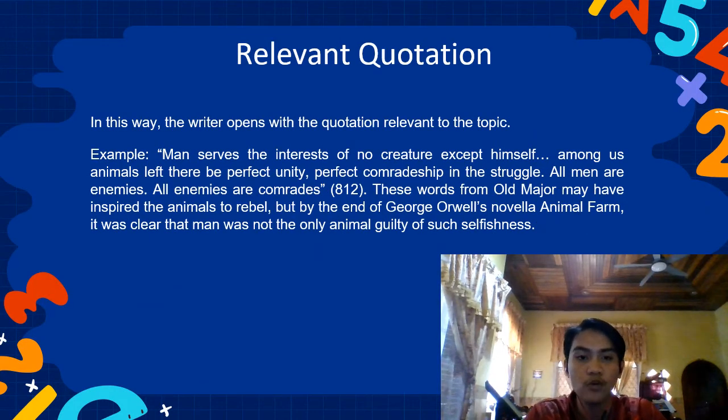Next is relevant quotation. In this type, the writer opens with a quotation relevant to the topic. For example, man serves the interests of no creature except himself. Among us animals, let there be perfect unity, perfect comradeship in the struggle. All men are enemies, all enemies are comrades. These words from old Major may have inspired the animals to rebel, but by the end of George Orwell's novella Animal Farm, it was clear that man wasn't the only animal guilty of such selfishness. So, in this type of introductory paragraph, the author starts with a relevant quotation.